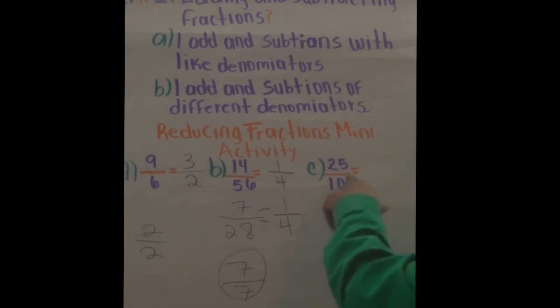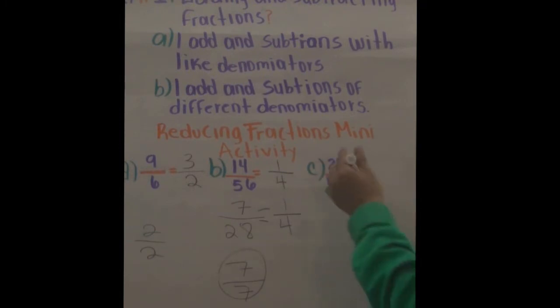25/100. You don't need to see my face, you need to see the problem. So 25/100. How do I simplify this? Well, can I divide by 5? Yes. Can I divide this by 5? Yes. So 25 divided by 5 is 5. 100 divided by 5 is 20.